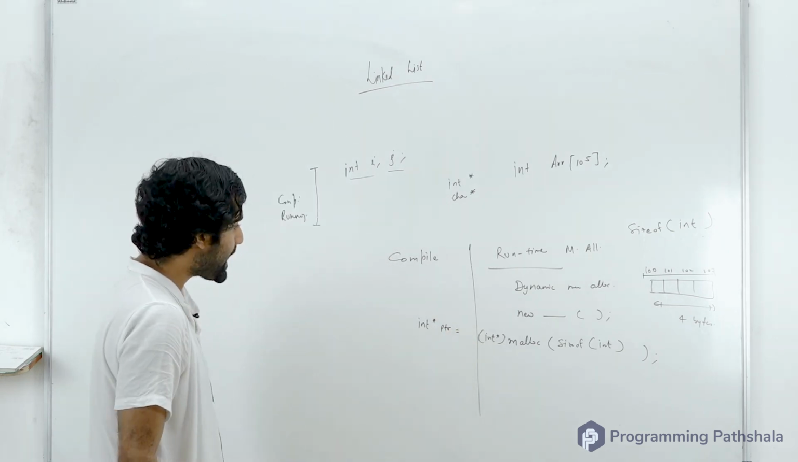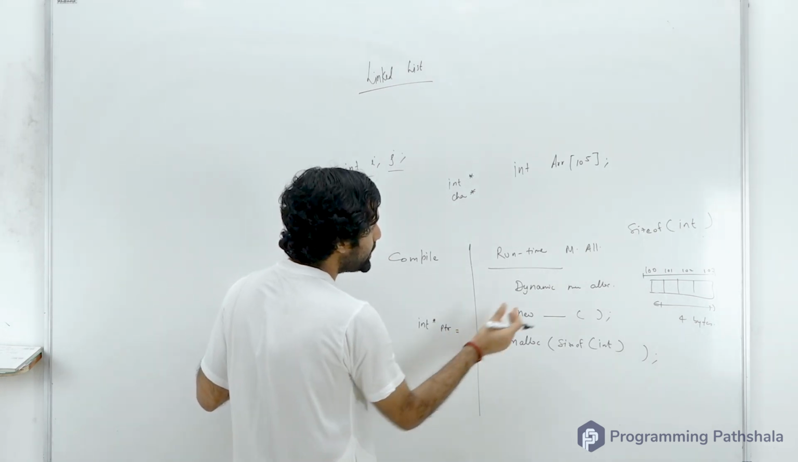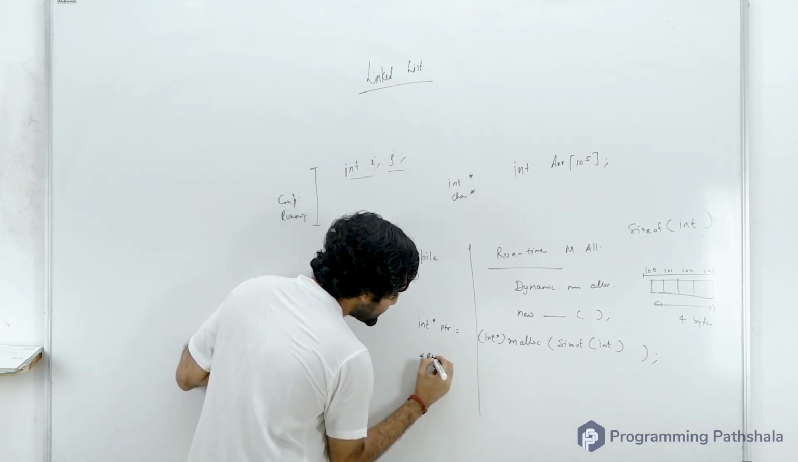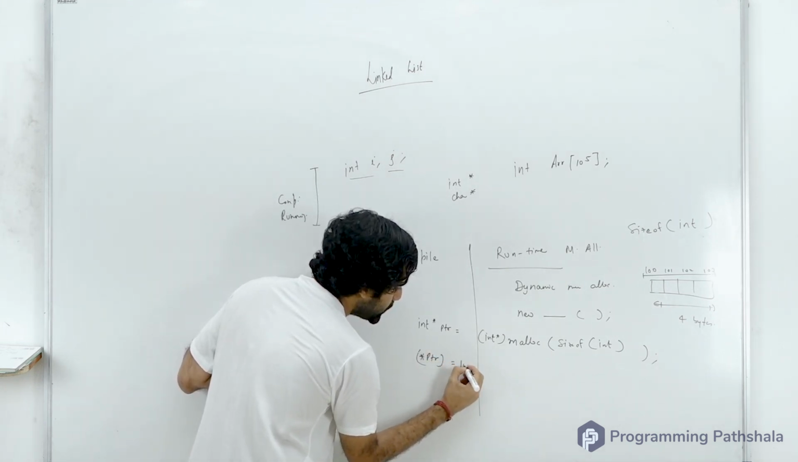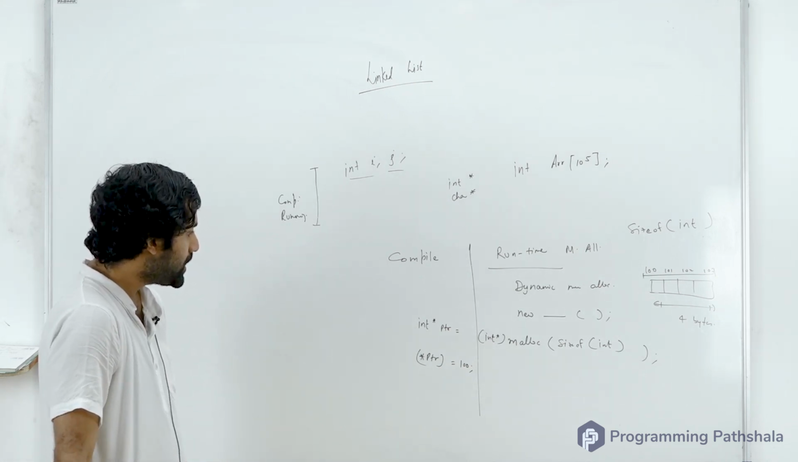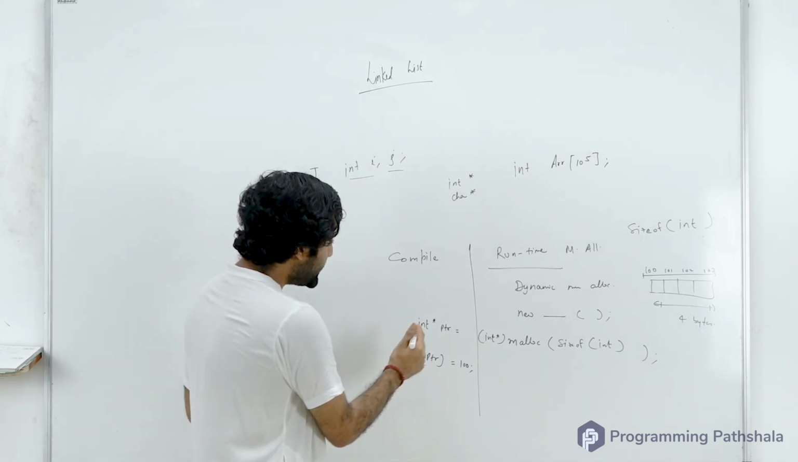And now once you have this, then in this pointer you can put any value, whatever you want to put. So you can say that star of ptr is equal to 100 if 100 is the value that you want to put over there. Okay, cool.